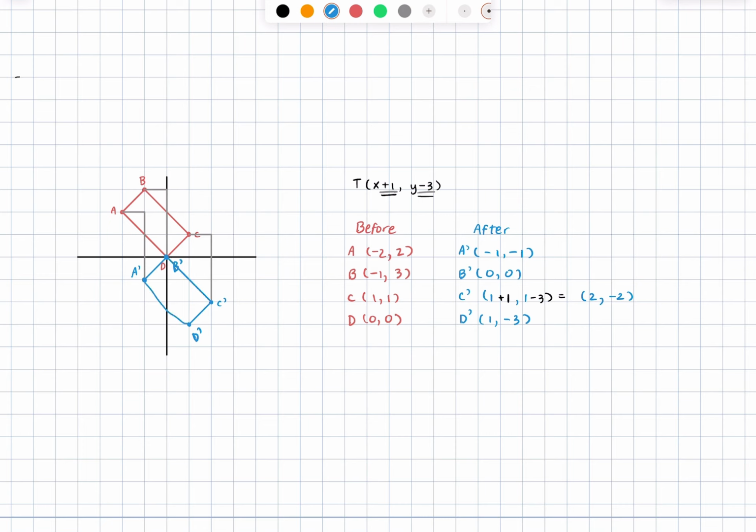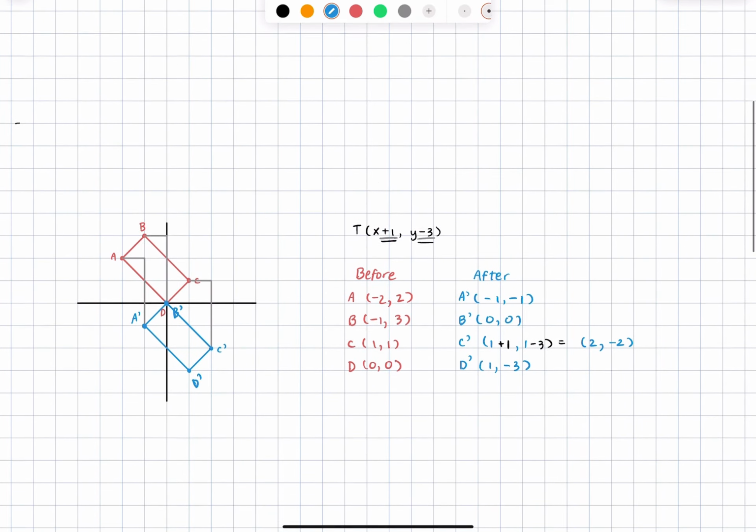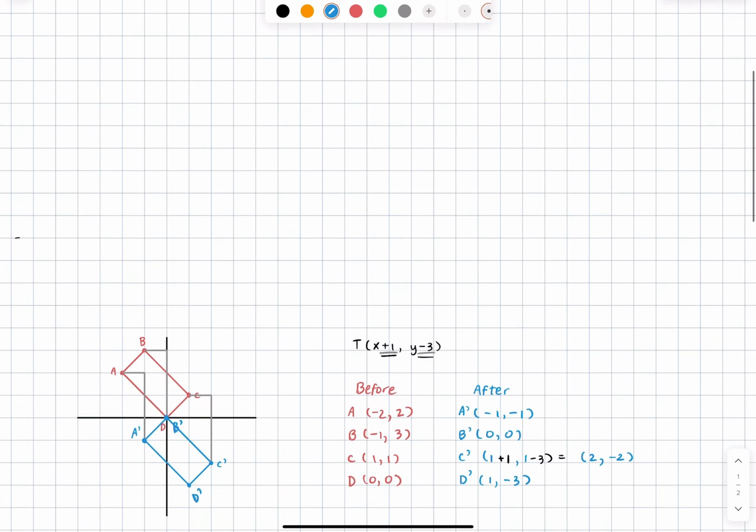And finally, D. So as you can see, we have the exact same rectangle, the same dimensions. It's just in a different place. So we moved it down and to the left, right. So that's translations with the notation.